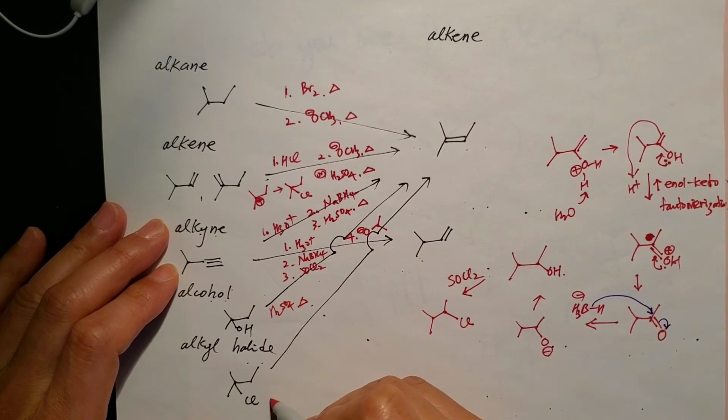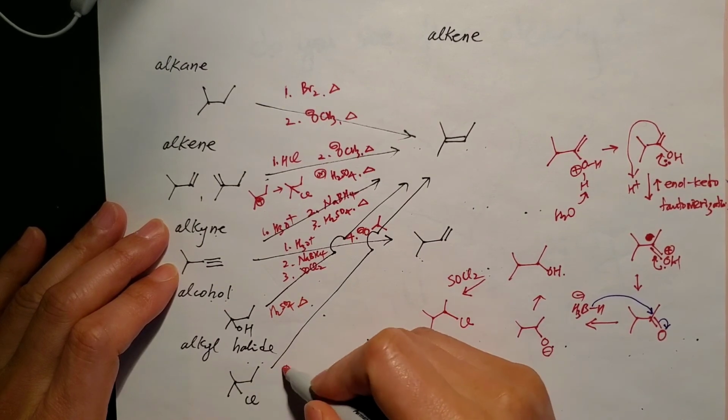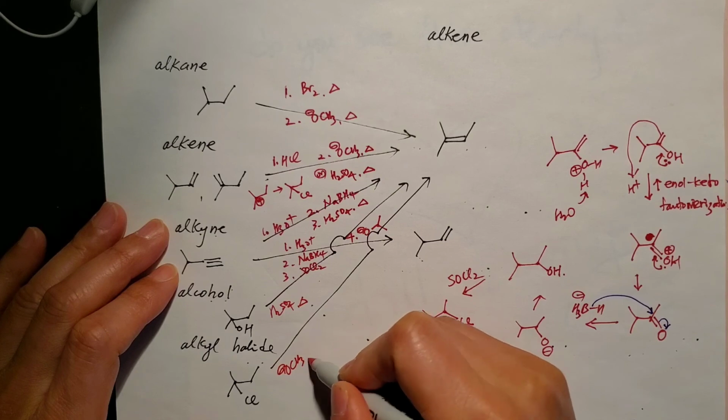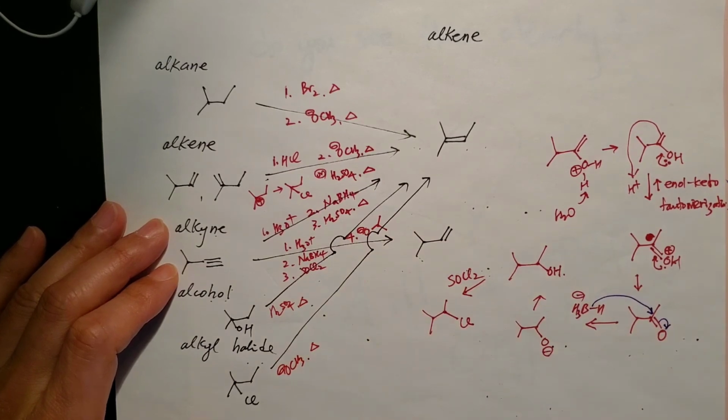Then E2, but be careful with the size. So we use a small one. And you get the Zaitsev product as the major. So these are some of the methods you can use to create an alkene. Now let's move to the reactions with the alkene to form other functional groups.